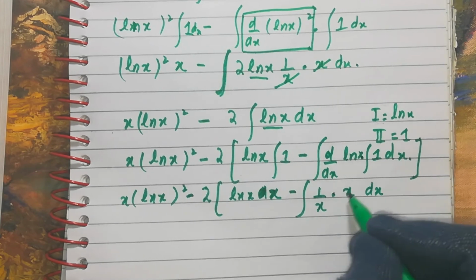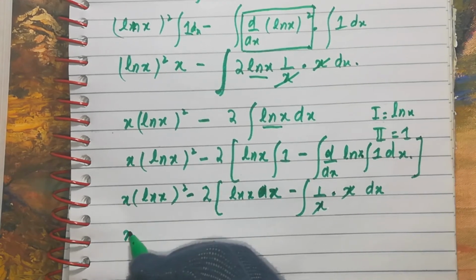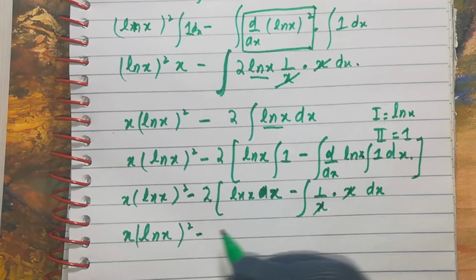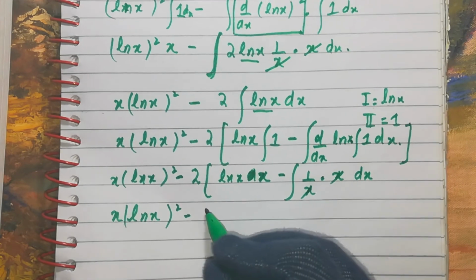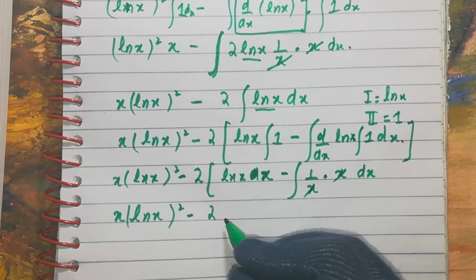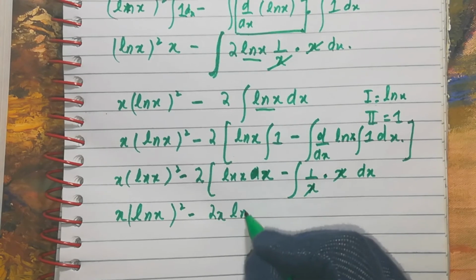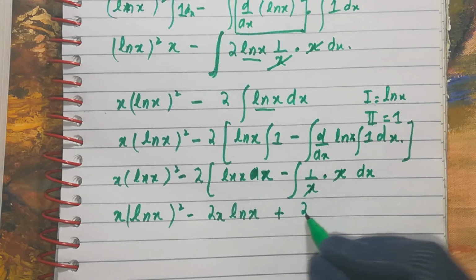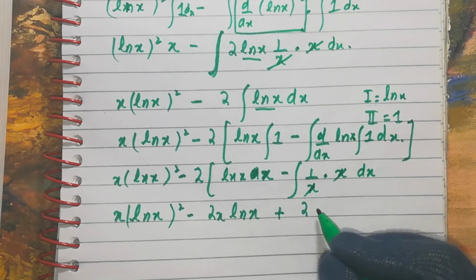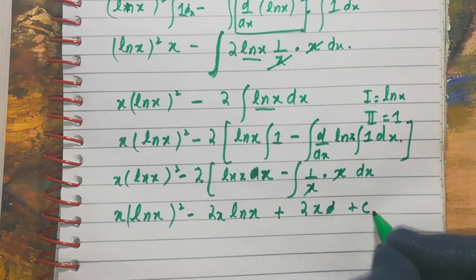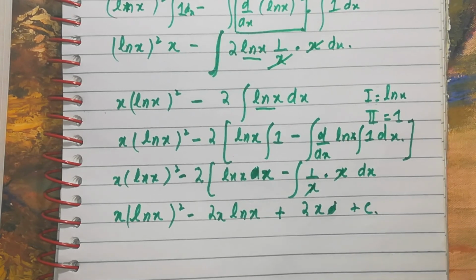So we will cancel in this way: x times (natural log of x) whole squared minus 2, we will multiply the 2 inside to natural log of x, and x on the side because we can't multiply x with that. So minus minus plus 2 times the integration of 1, which is x. Now write C. So this is our answer.